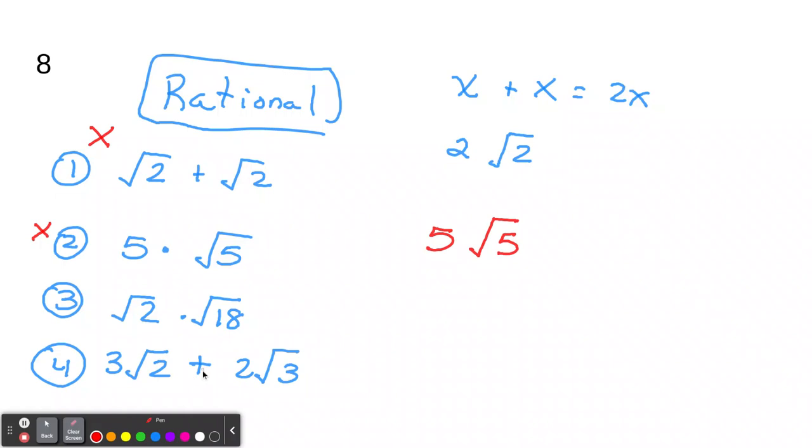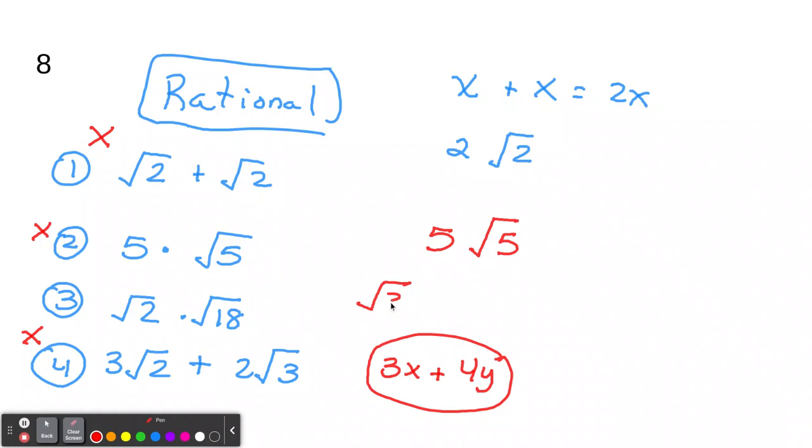And number 3, let's do 4 first. This 3 square root of 2 plus 2 square root of 3, you can't add when they're different radicals. It's the same as if you had 3x plus 4y. What can you do with that? You can't do anything with it. So this is not rational. So this is the only one that's rational. So this would be the square root of 2 times the square root of 18, which is the square root of 36, which is 6. And that's a rational number.